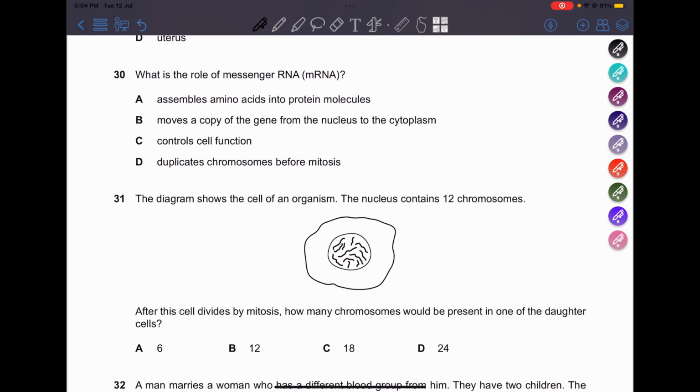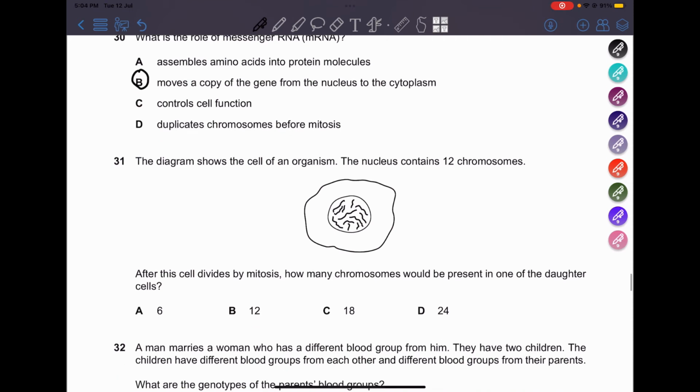30. What is the role of messenger RNA, mRNA? Now we know that messenger RNA has the function of carrying a copy of the DNA or of the gene to the cytoplasm and the ribosomes in order to make proteins. So actually our answer is going to be moves a copy of the gene from the nucleus to the cytoplasm.